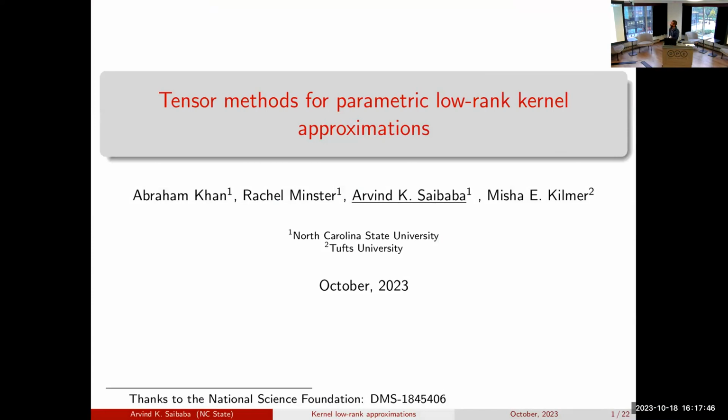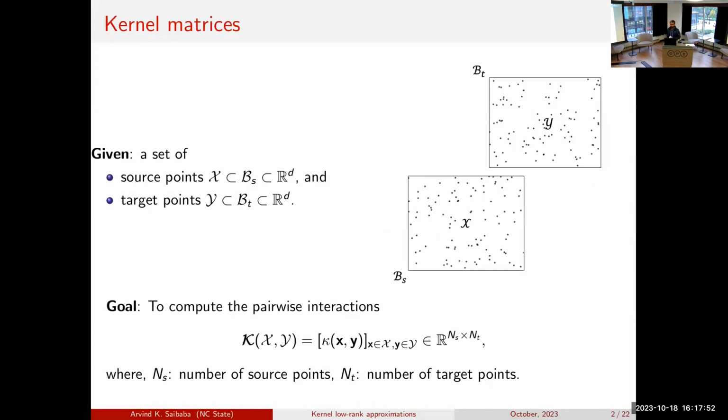I'm going to talk about kernel approximations. So we've seen kernels at different times. What I mean by kernels may be slightly different in some of the talks. So this is the core of the problem. You're given a set of points in 3 or 4 dimensional space, the source points and their target points, and you want to compute the pairwise interactions between them.